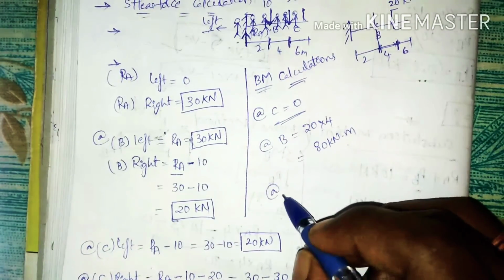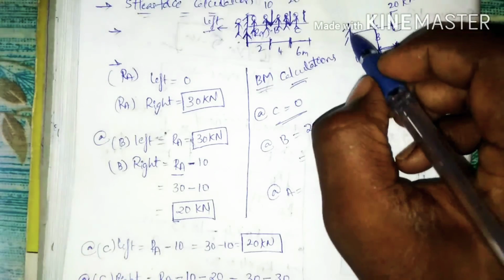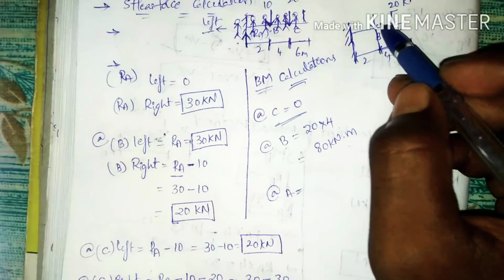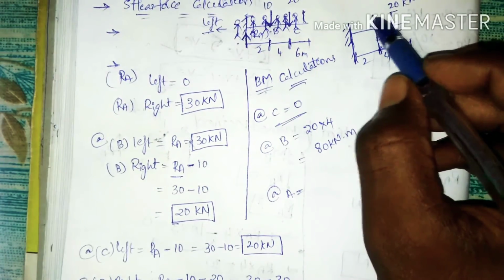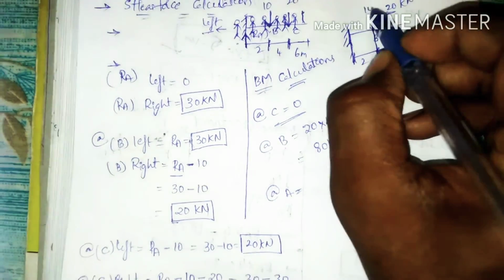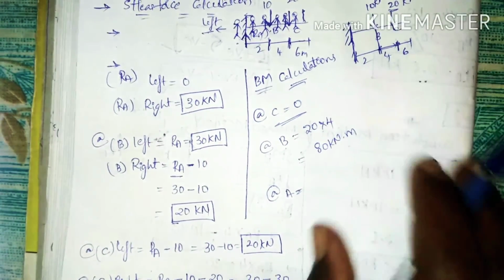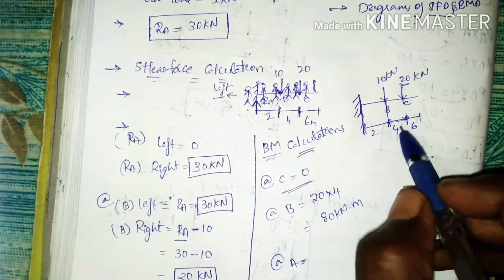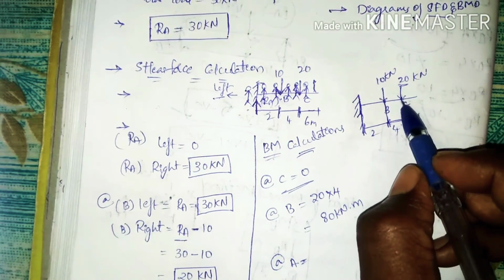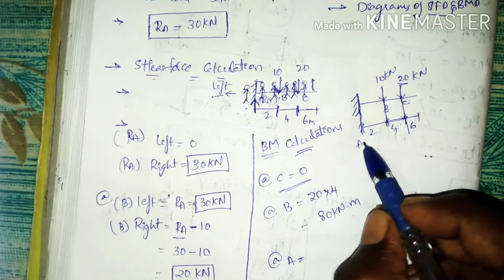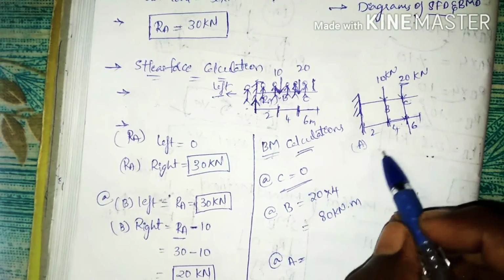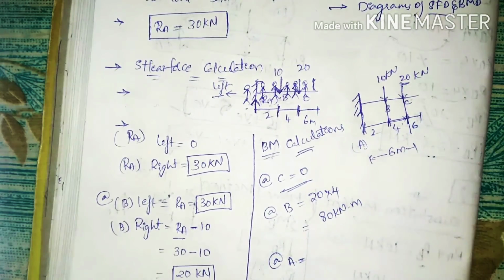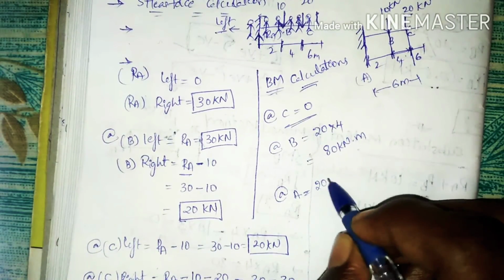And next, the moment at A. We have to take the moment up to A. Here we have a 20 kilonewton and here 10 kilonewton. Here 20 kilonewton should multiply with 4 plus 2, that is 6, because we are taking the moment from C to A, so the distance from C to A is 6 meters, so we multiply 20 kilonewton into 6 meters.